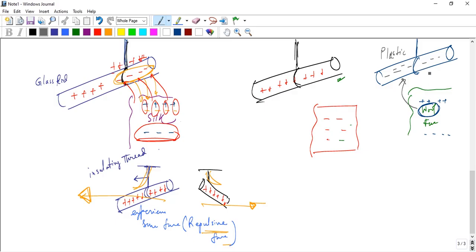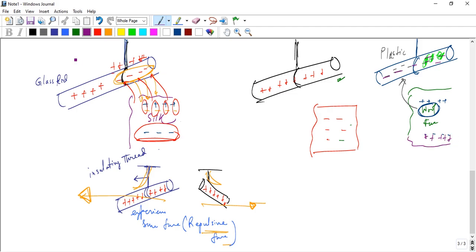And some positive here before rubbing, so they cancel each other. So these pluses now become 0. They only have minus charge here. The plastic and wool: if it lost electrons, it gains positive charge.